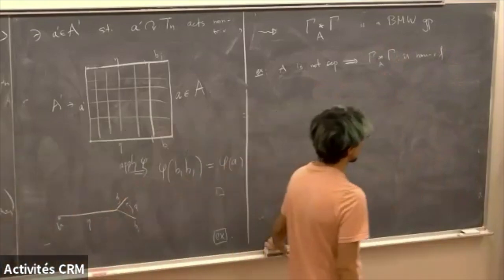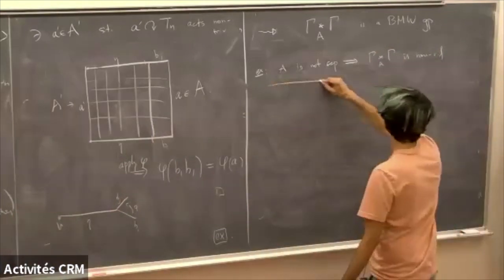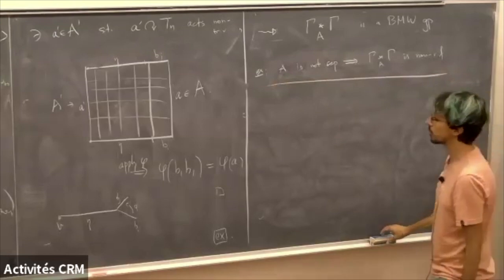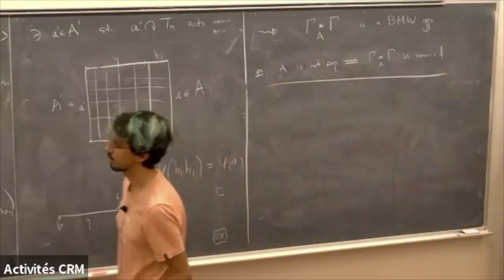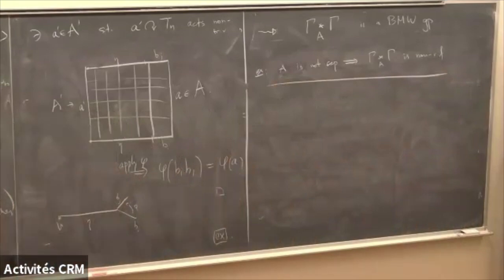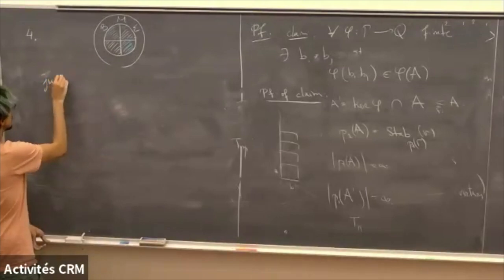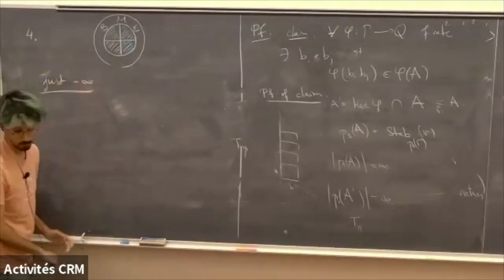And now we are done with non-residual finiteness. And now we need just infinity. So find a gamma that is just infinite.